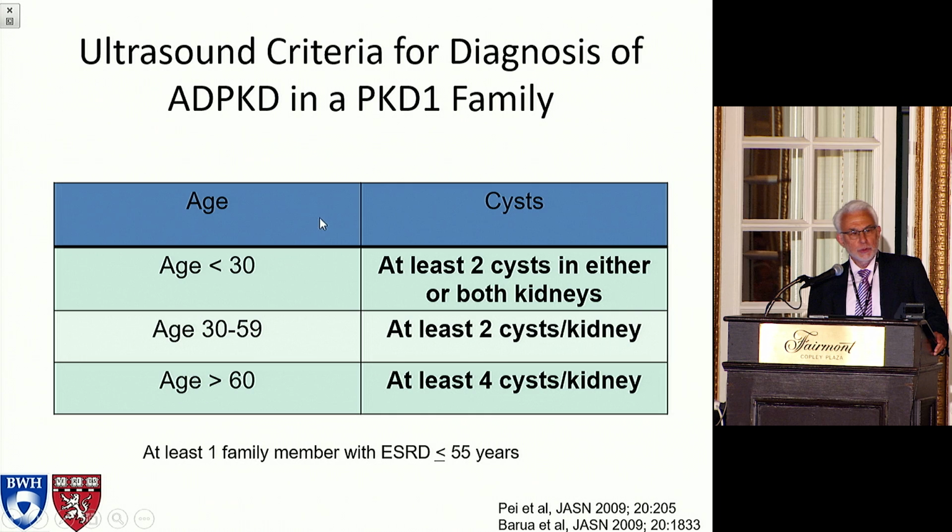Now, we don't usually genotype people, so we don't know if people have PKD1 or PKD2. But you can make a pretty good guess is that if there's at least one first-degree family member with end-stage renal disease less than the age of 55, that's very likely due to PKD1.